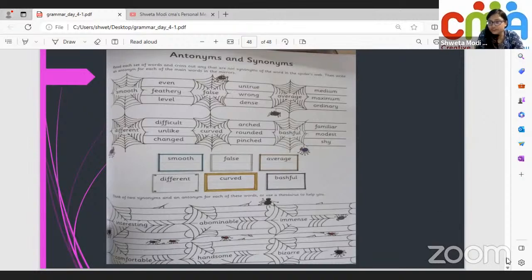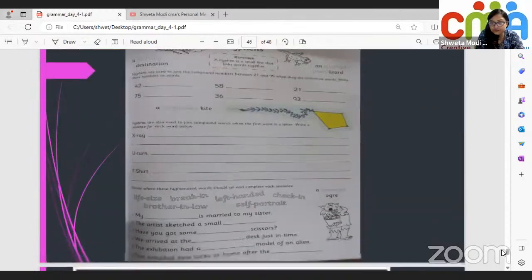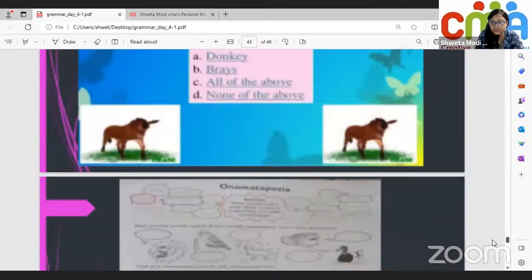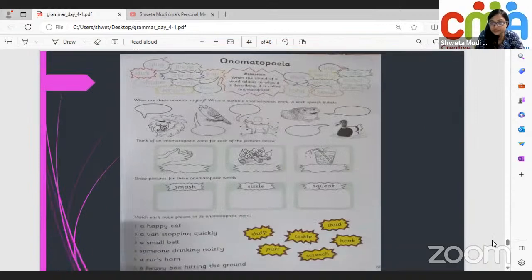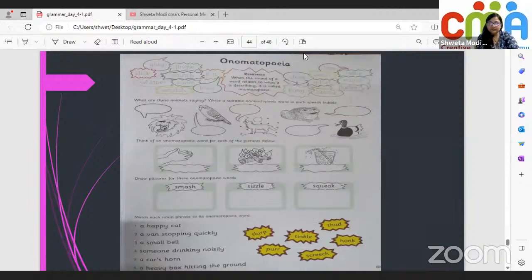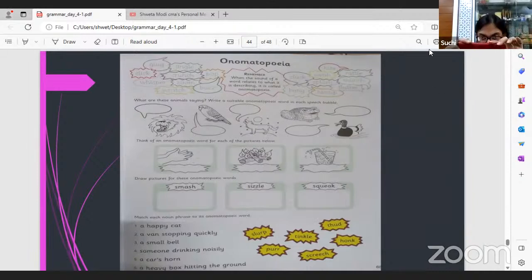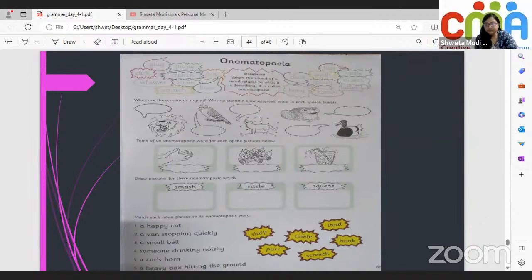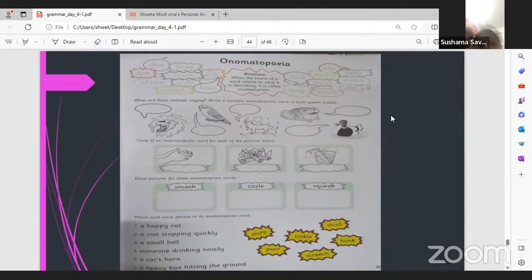So with this, we finish our grammar 4, but you have to do this page and share it in the group. You can take a screenshot and share this. This is your assignment, which you have to do right now. I'll end the meeting. This PDF you already have. Please take a screenshot, or else you can open your PDF. It's only one page, no?